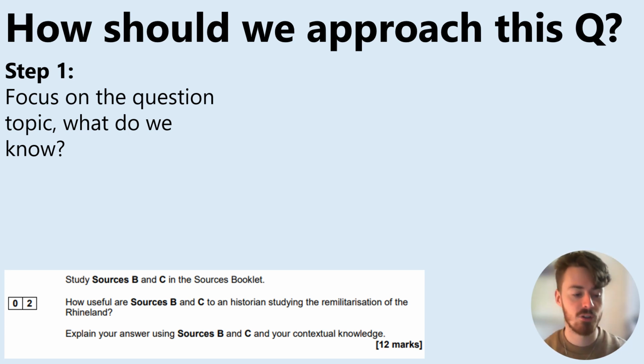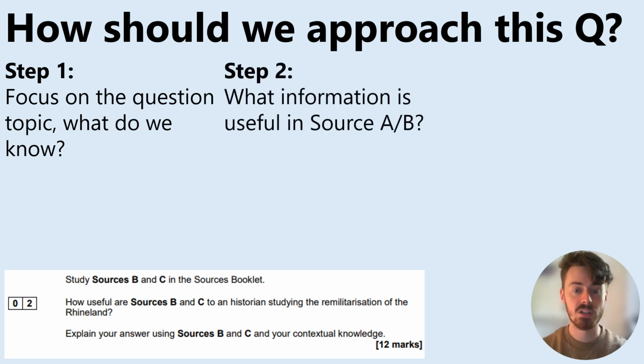Once we've got a good grasp of what the question is, if you can see the example at the bottom has changed to remilitarization of the Rhineland, for example, we now look at both the sources. What information is useful in source A and B? What is in those sources, right? What message are they telling us?